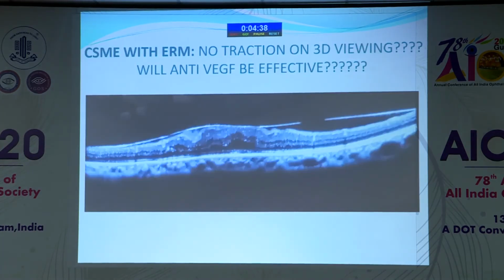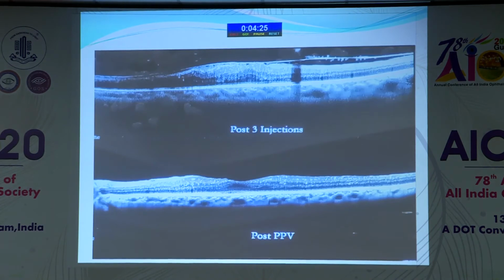So this is a case of vitreomacular traction. You see the ERM with the CSME. We don't have any traction on 3D viewing. So the question is whether the anti-VEGF will be effective. After 3 anti-VEGF injections, it works. Because there was no traction, you don't see any significant biomarkers except a few hard exudates, which are not actually inflammatory biomarkers. The swelling has gone down after a PPV and after the removal of the epiretinal membrane.